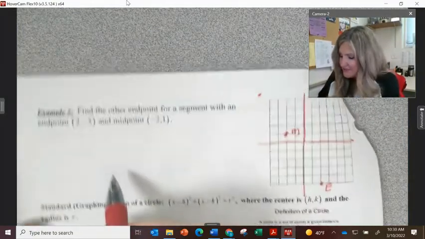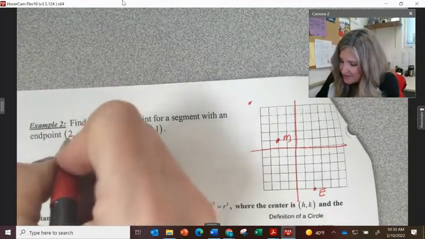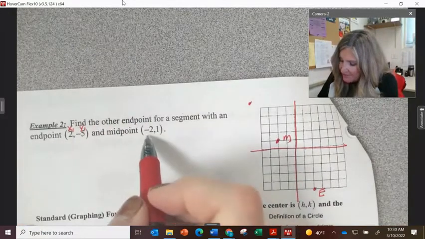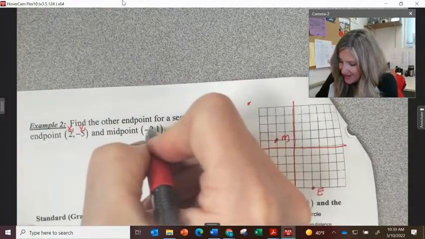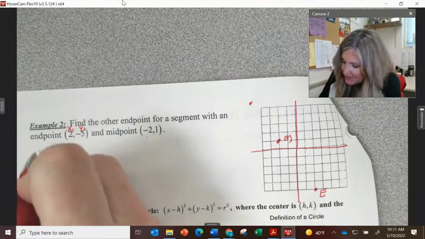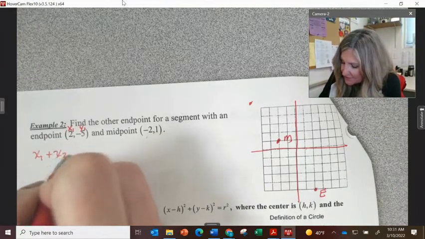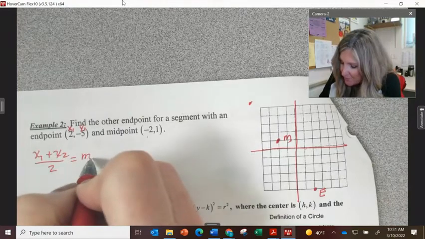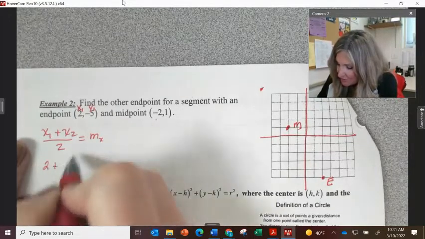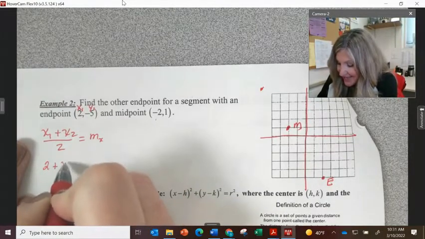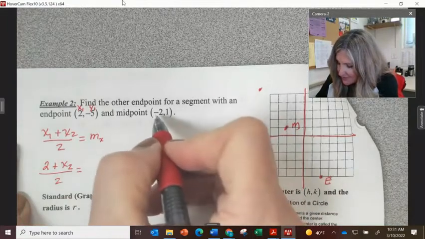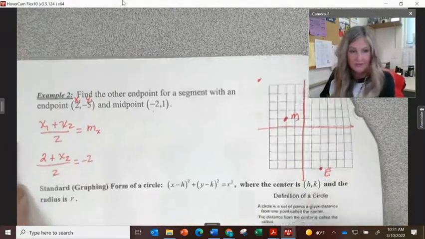All right, so let's find this answer. Here's what we have to do. This is an endpoint, so this could be my x sub 1. This could be my y sub 1. This midpoint is the answer to my x midpoint. Think of how we find that x midpoint. It's going to be x1 plus x2 divided by 2. That's how I find the midpoint for the x. So I know the x1, that's 2. I don't know the second x, so I'm just going to keep that as x sub 2 over 2. And that's equal to the midpoint for the x, which is -2.